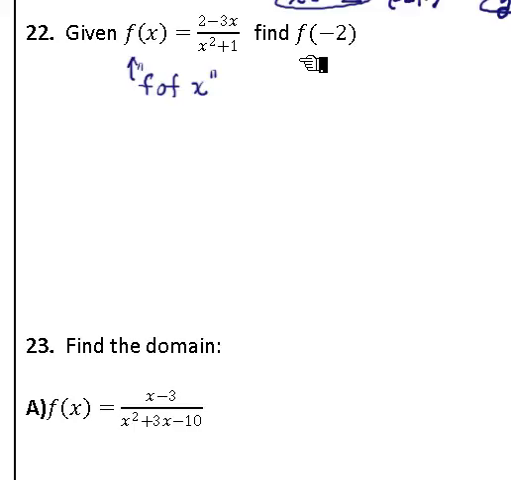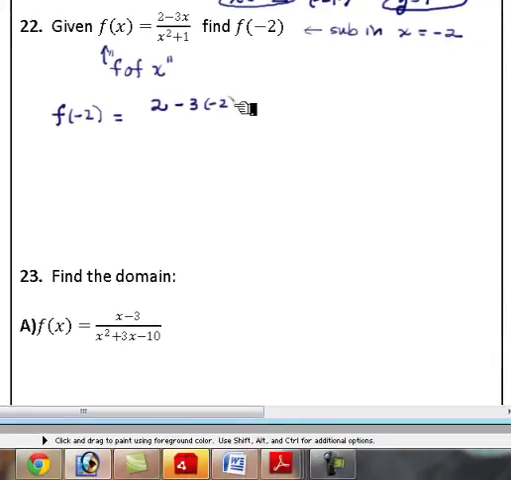So basically this just means sub in x is equal to minus 2. That's all we have to do here. So on the left-hand side, we write f of minus 2, replacing x with minus 2. And on the right-hand side, do the same thing, just replace x with minus 2.